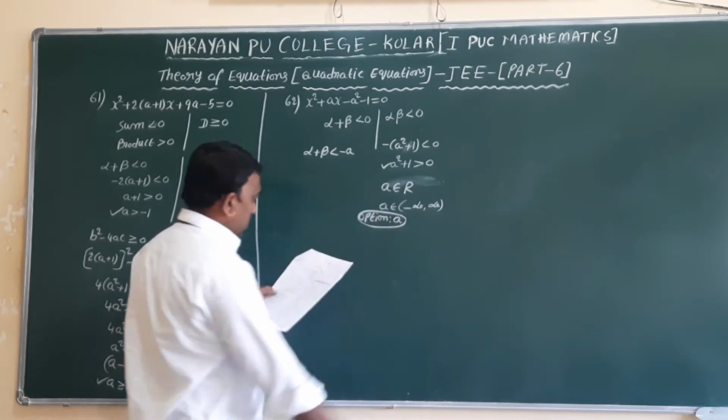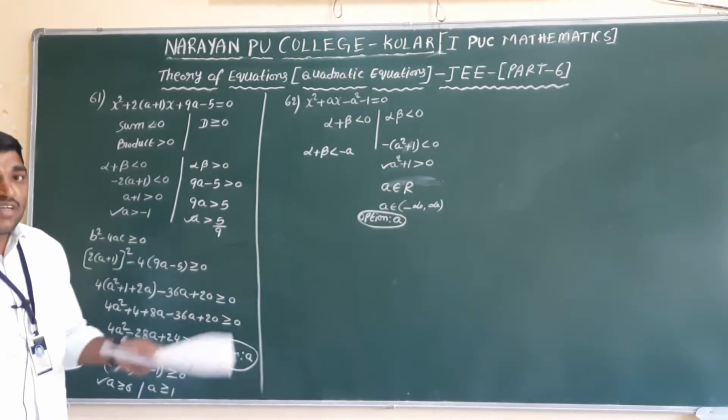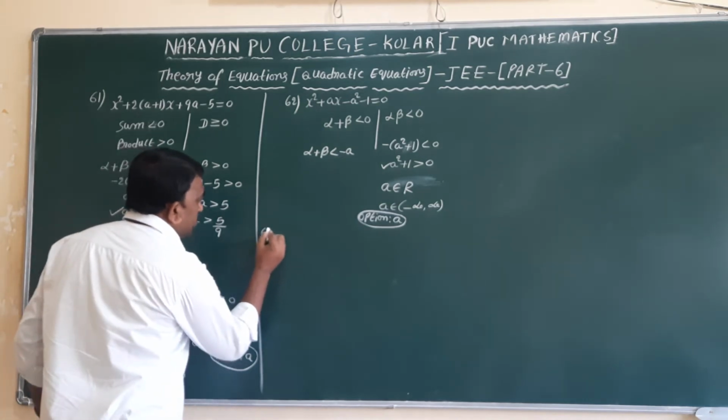Option A is correct one. And for question 63, you can try directly using the sum of roots and product of roots. We'll get the direct concept only. We'll do 64.